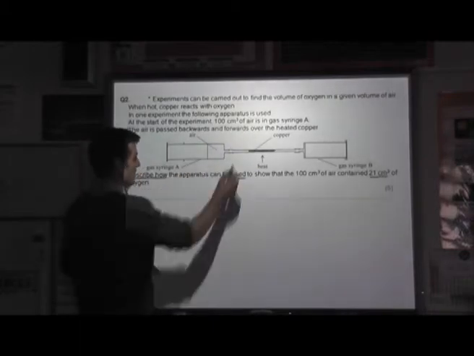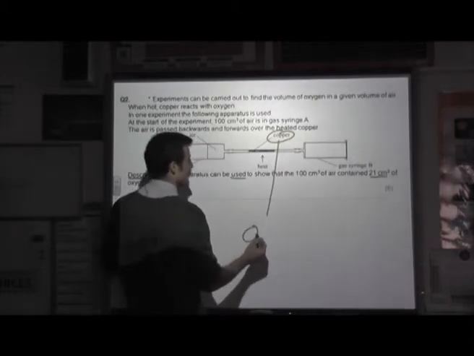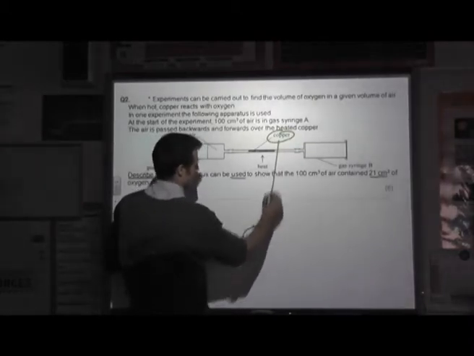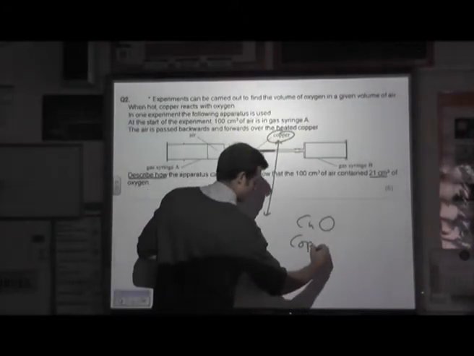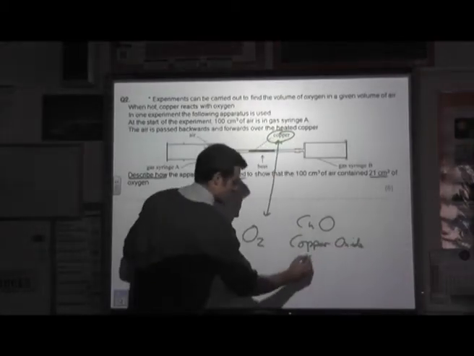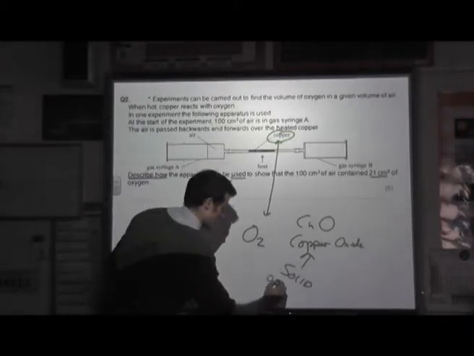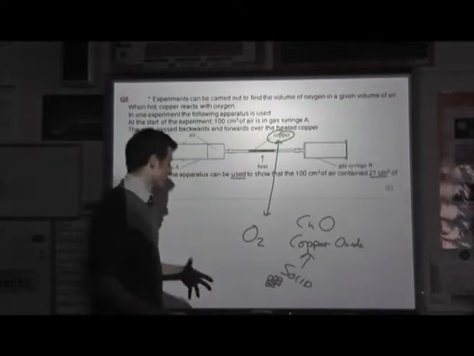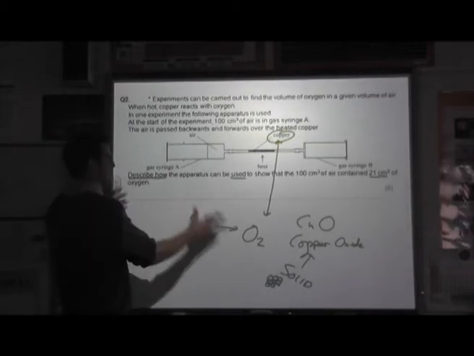So what's happening here is that the copper is reacting with the O2 in the air. Now, when these two things react, we're going to make copper oxide. Now, copper oxide is a solid. So the particles in a solid are very close together, and it takes up hardly any volume compared to oxygen, which is a gas. So the particles are very, very spread out. So this is going to have lots of volume.